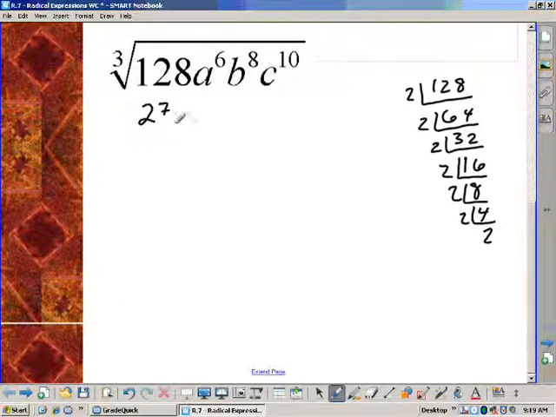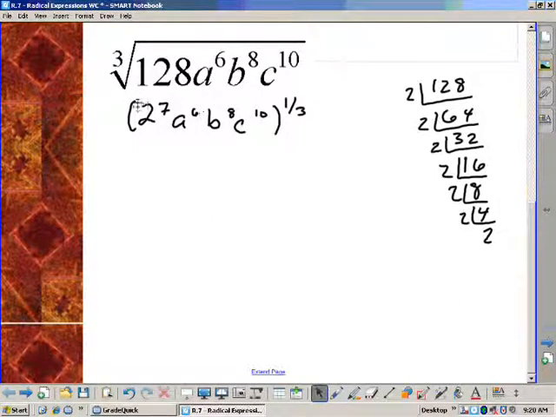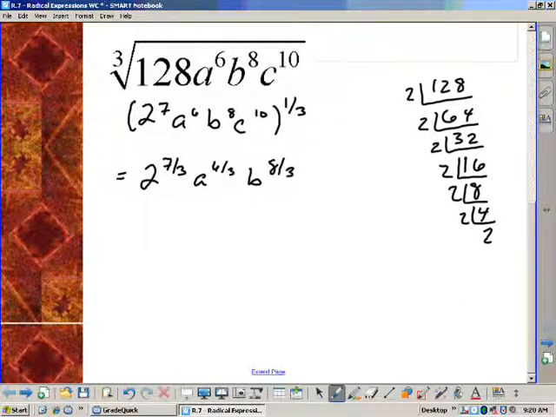So one thing that we can do then is write this all as a fractional exponent. And again, I'm going to give you a couple of different techniques that may work here. Now again, remember when you're taking an entire product to a power, every individual factor of the product is going to be taken to that power as well. So that's going to equal 2 to the 7/3 power, a to the 6/3 power, b to the 8/3 power, and then c to the 10/3 power.